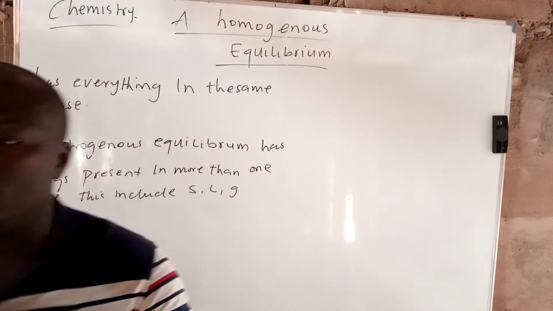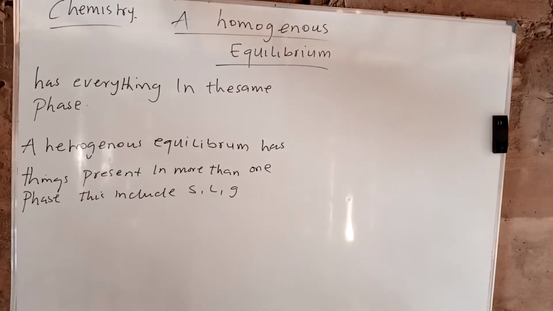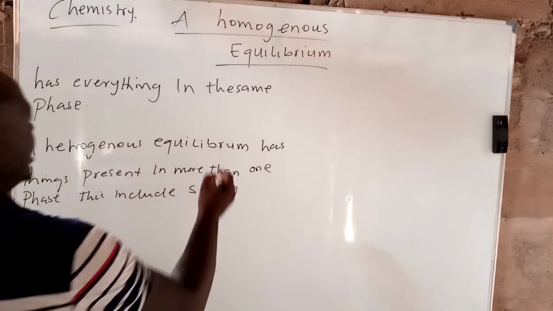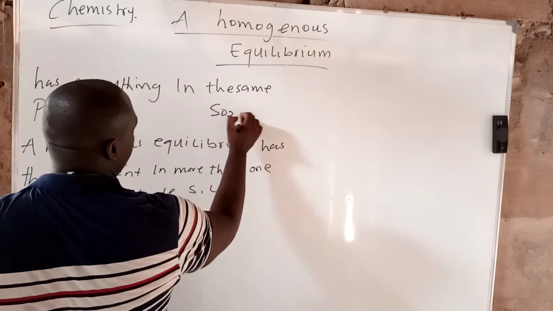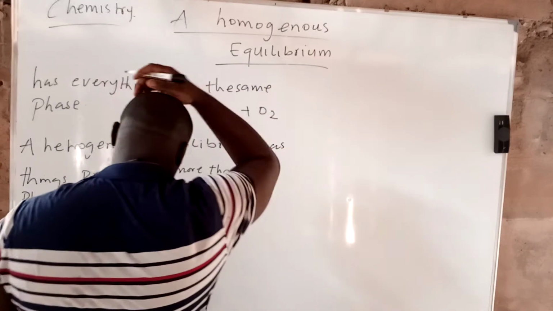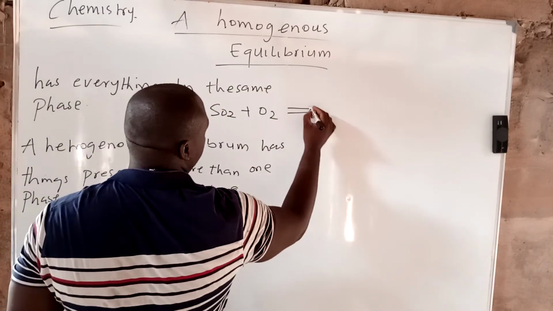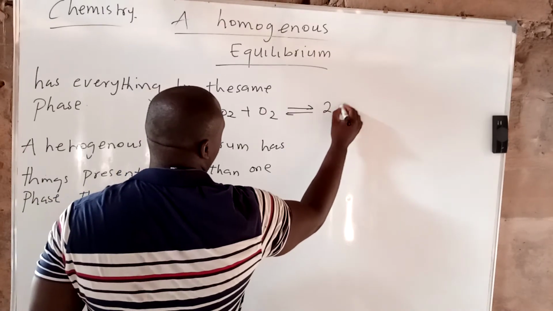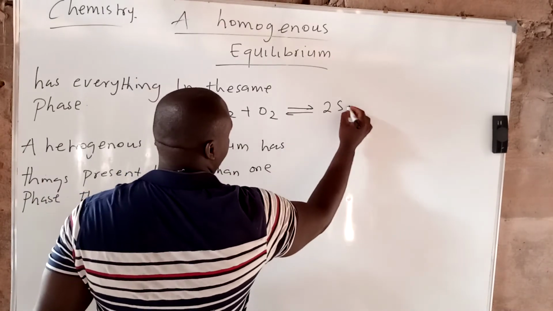Remember vividly, we have three phases. Phase number one is the solid phase, then we have the liquid phase, and the gaseous state. Under homogeneous equilibrium, if the reaction is in solid state, all of them will be in solid state. I will write an example of homogeneous equilibrium: a reaction between CO2, oxygen, a reversible reaction to give you CO3.